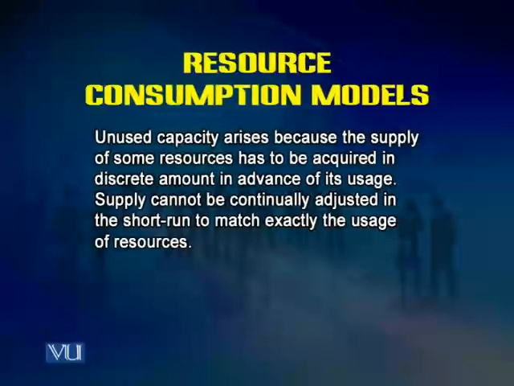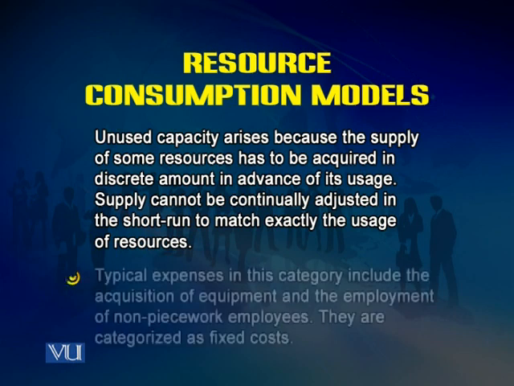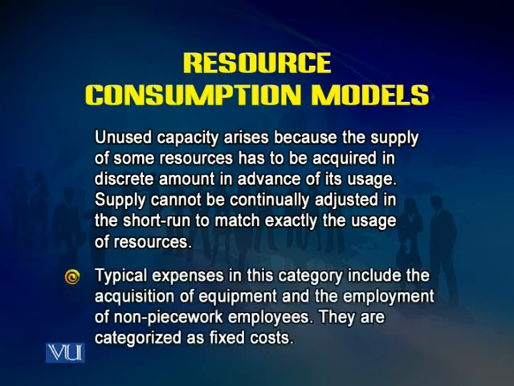Unused capacity arises because the supply of some resources has to be acquired in discrete amounts in advance of its usage. Supply cannot be continually adjusted in the short run to match exactly the usage of resources. Typical expenses in this category include the acquisition of equipment and the employment of non-piecework employees. These are categorized as fixed costs.